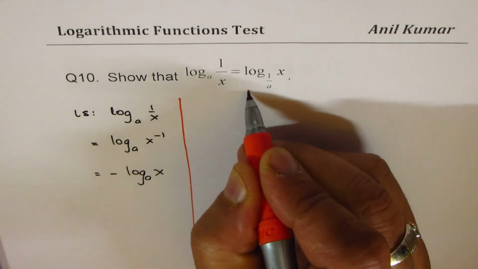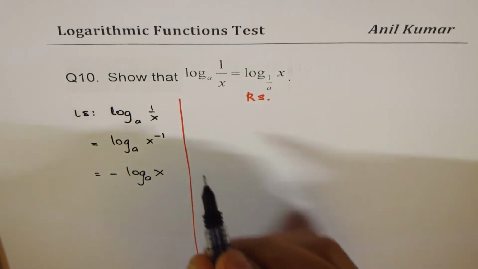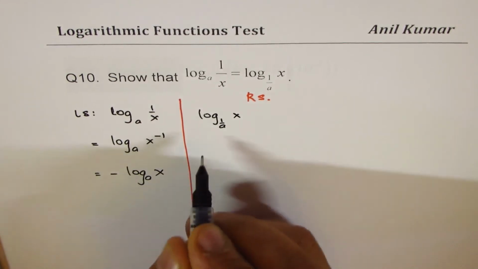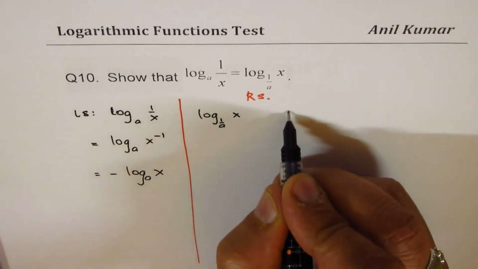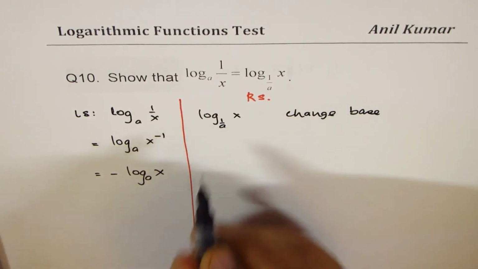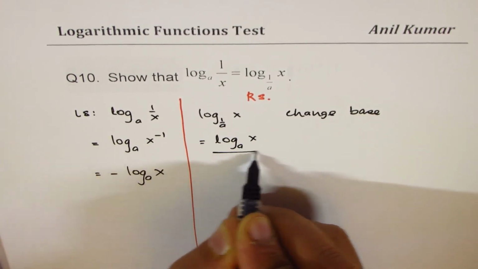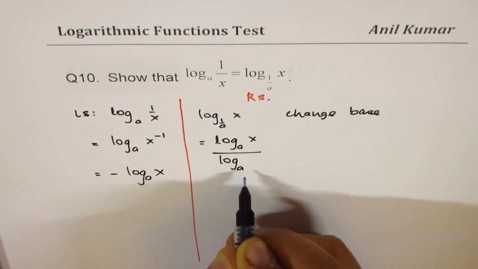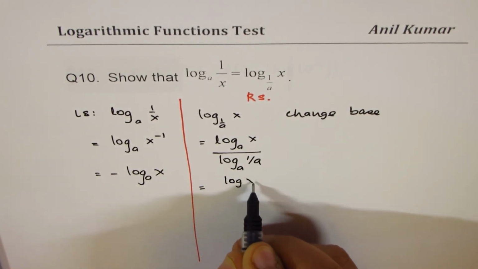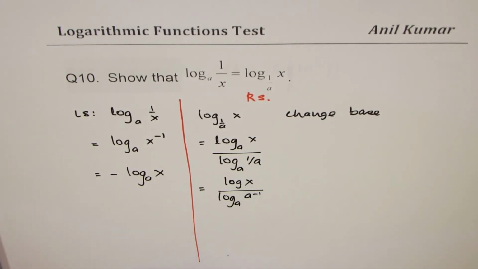Now, let's look into the right side. On the right side, I have log to the base 1 over a of x. We could change the base, right? Let's change the base to a. So I could write this as log to the base a of x divided by log to the base a of 1 over a, correct? So that is log to the base a of x divided by log to the base a of a to the power of minus 1.